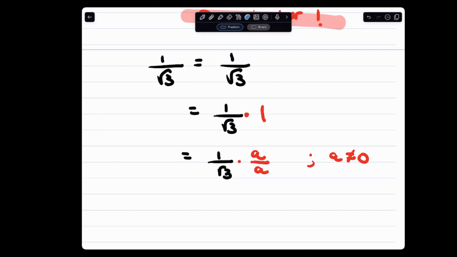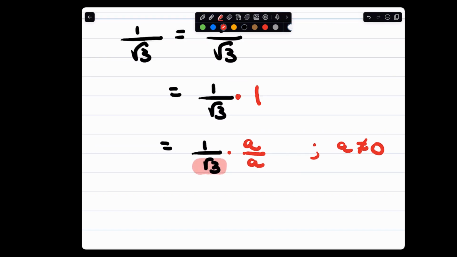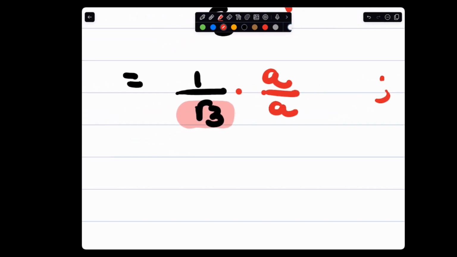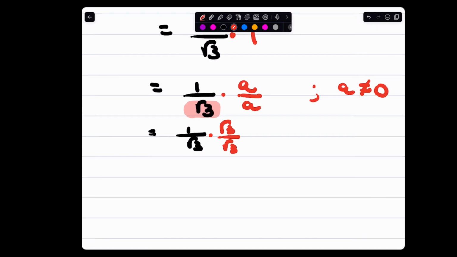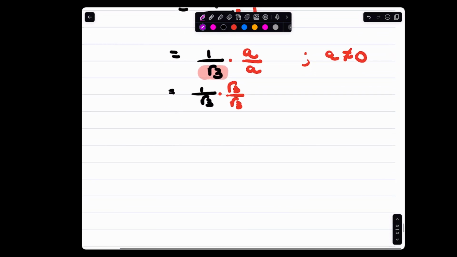Okay, and then now I'm going to say this to you guys. You see that number, square root of 3? I'm going to use that number. You might say, how are you going to use it? I'm going to replace that a with square root of 3 over square root of 3. Isn't that still equal?